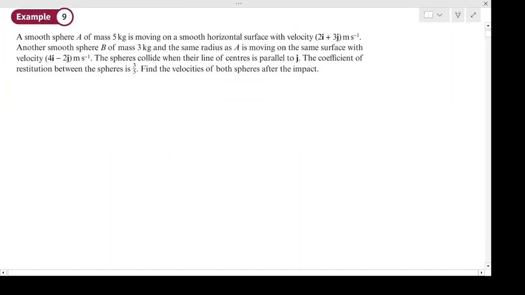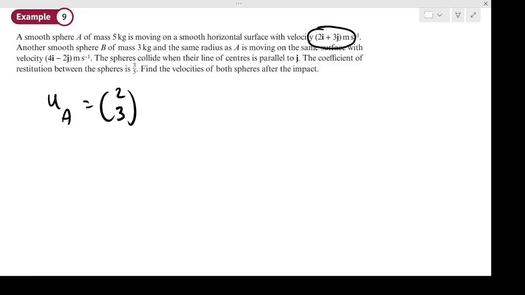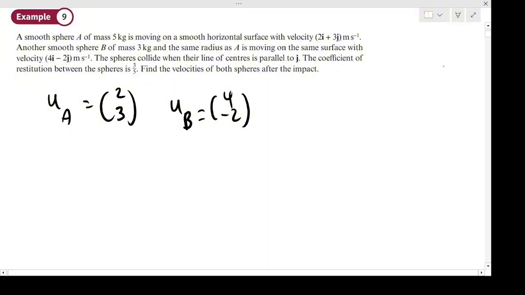Right, so the first thing I'm going to note down are just all the velocities, okay? So I'm going to call it UA like that. That's going to be the initial velocity of the first particle A, which is 2i and 3j, or as a column vector 2, 3. Okay, hopefully happy with that. Then likewise, UB, the initial velocity for B, I'm told, is 4i minus 2j.